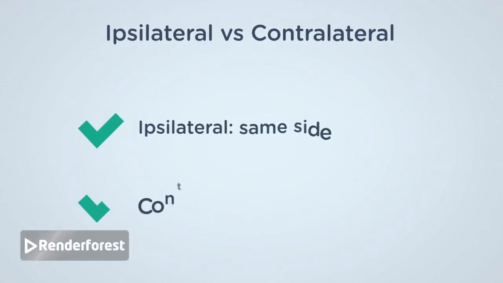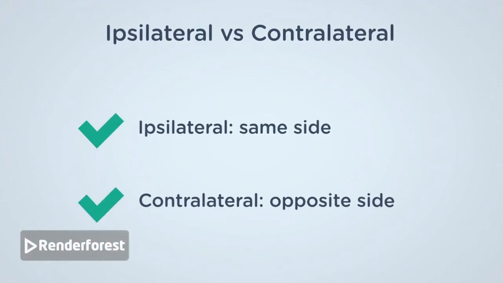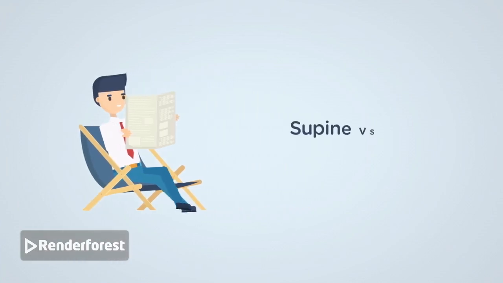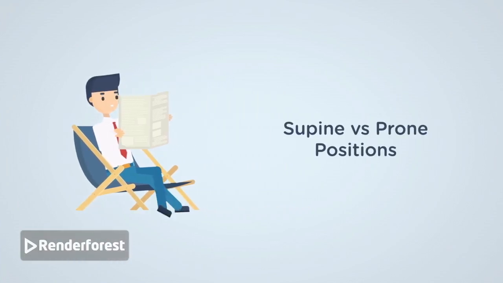Ipsilateral means the same side of the body, like the left hand and left foot. Contralateral refers to opposite sides, like the left eye and right ear. The supine position is lying on your back, while the prone position is lying face down. These terms are vital for understanding body orientation.